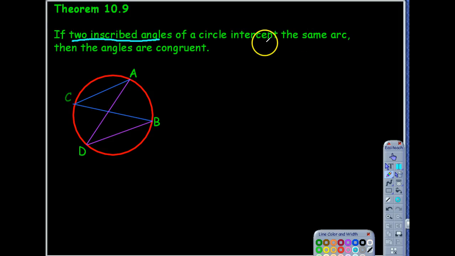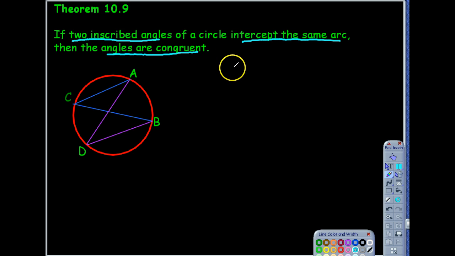Right. And they intercept the same arc. Now, if they intercept the same arc, then those angles will end up being congruent, right? Because if they're intercepting the same measure, essentially, then it's the half of the exact same measure. Exactly. So in this picture, which angles would end up being congruent?